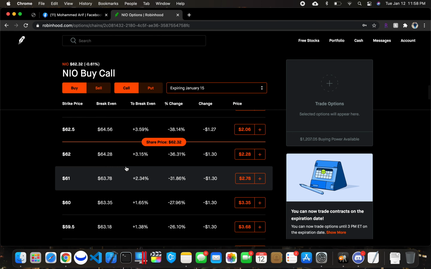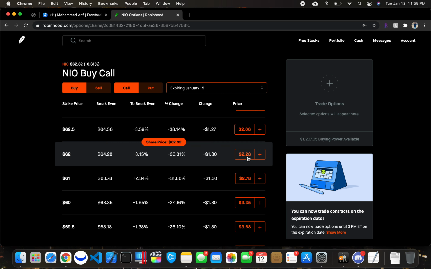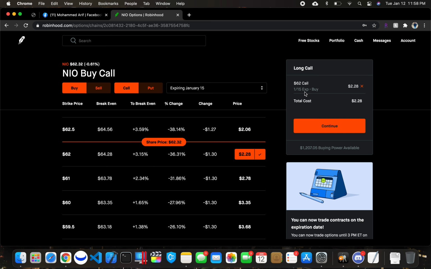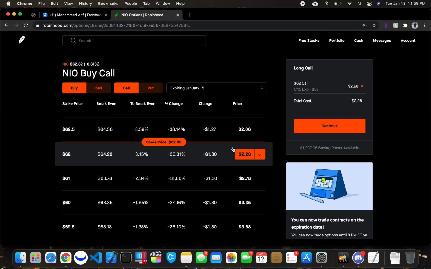So I will explain why here. If you see here, this price costs $228, and if I click on this, then you can see that the call will expire on the 15th, and you have to select buy a call. We'll go through these later, but this is the most important part that we need to worry about right now. So you need to know to click on this buy call, not sell put, not buy put, only buy call at the moment. We'll go through the rest later on.